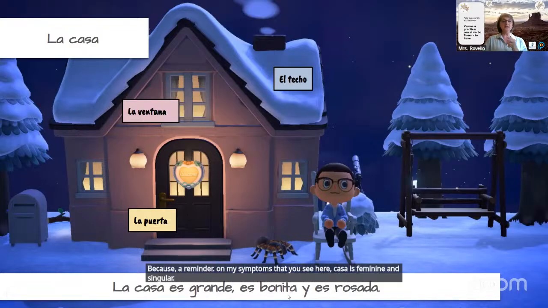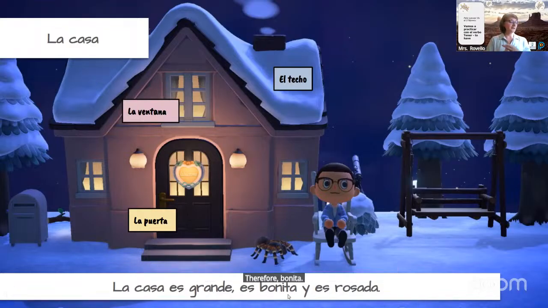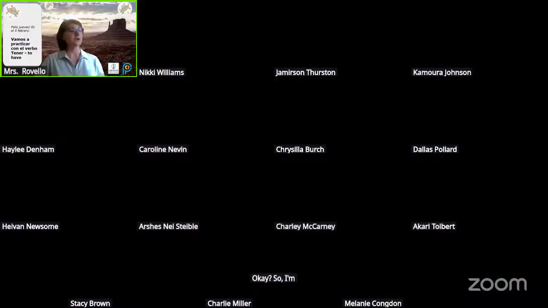Therefore, bonita ends in an A and is singular. Pink, rosada ends in an A and is singular. So remember that everything in a sentence has to match, right? Masculine, feminine, singular, or plural. Okay. So I'm going to give you time to work on that today. And then we do have a practice on tener that I'm going to show you here in a second.